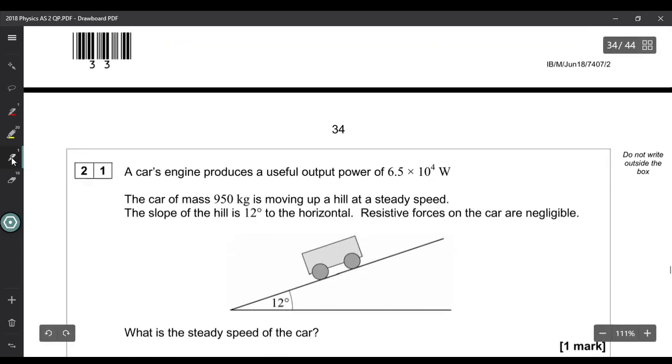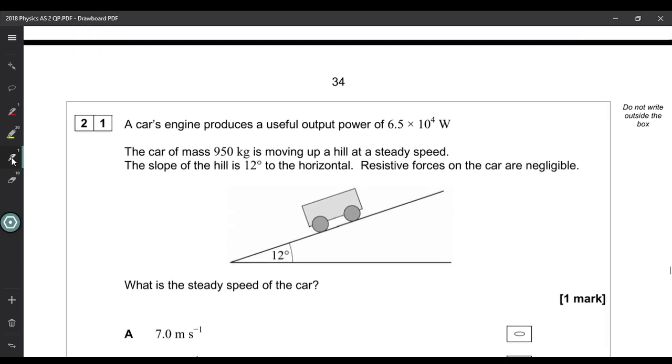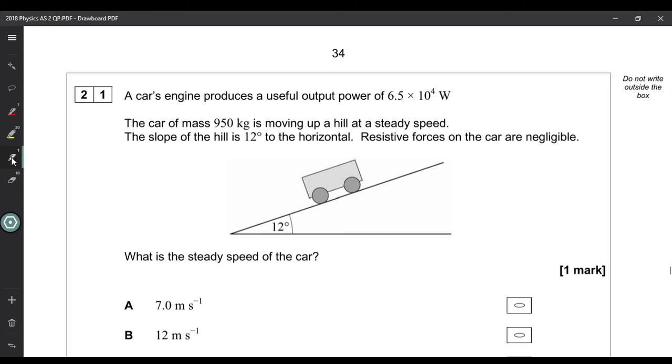So question 1. We're told a car's engine produces a useful output of 6.5 times by 10 to the 4 W. The car of mass 950 kilograms is moving uphill at a steady speed. The slope of the hill is 12 degrees to the horizontal and resistive forces are negligible.